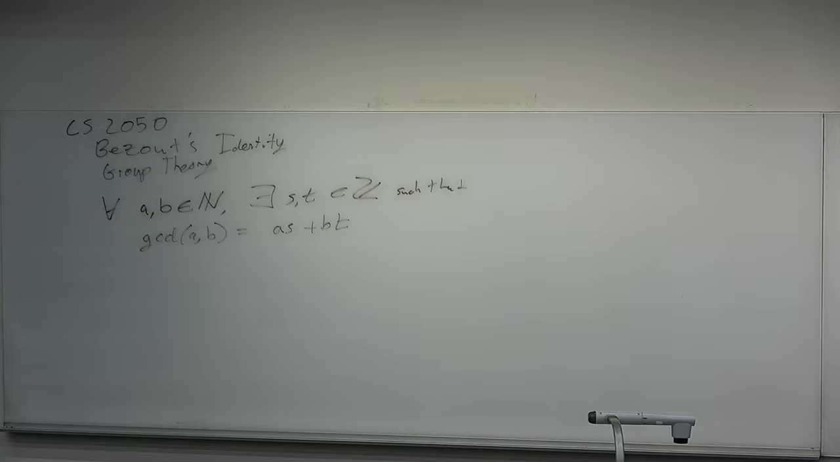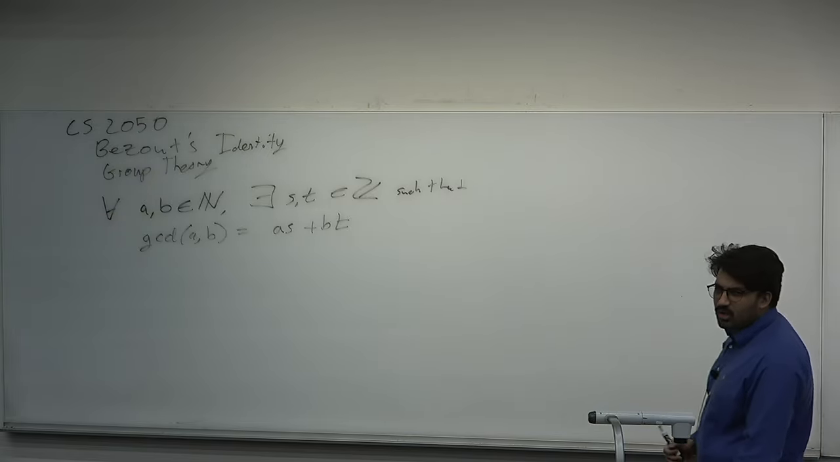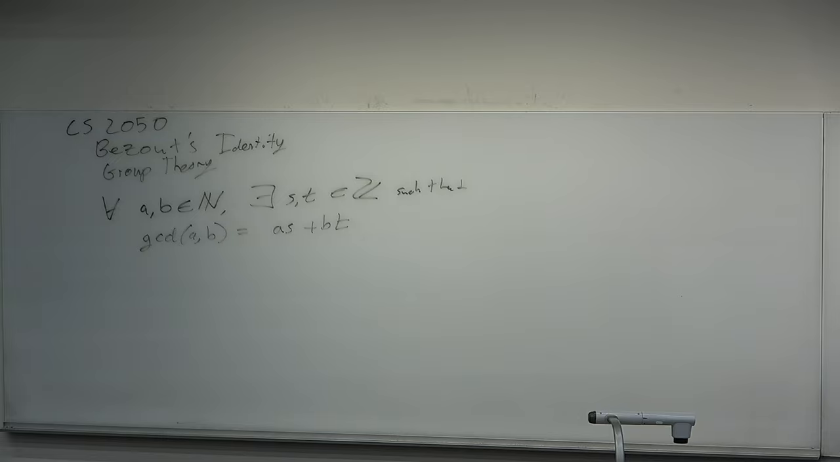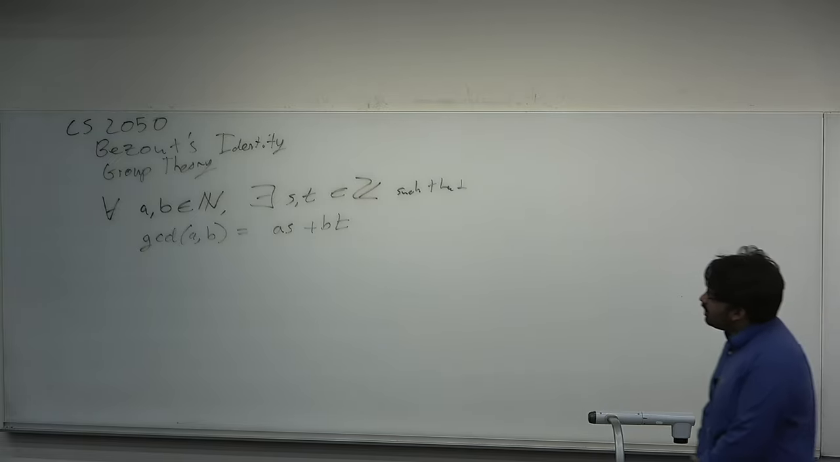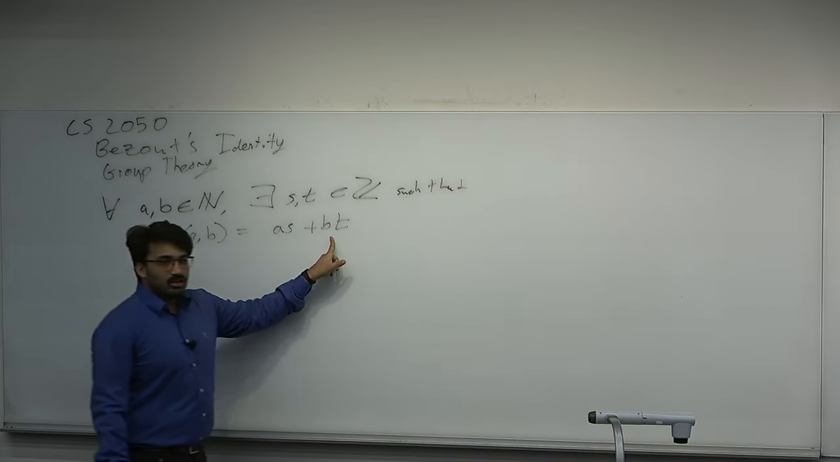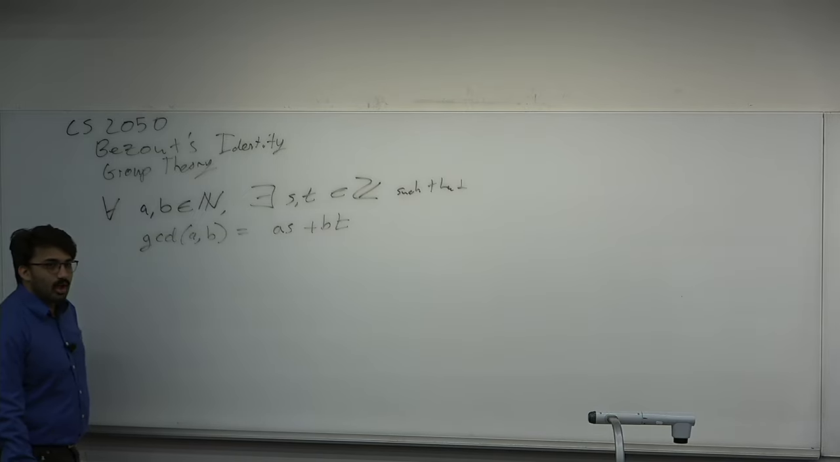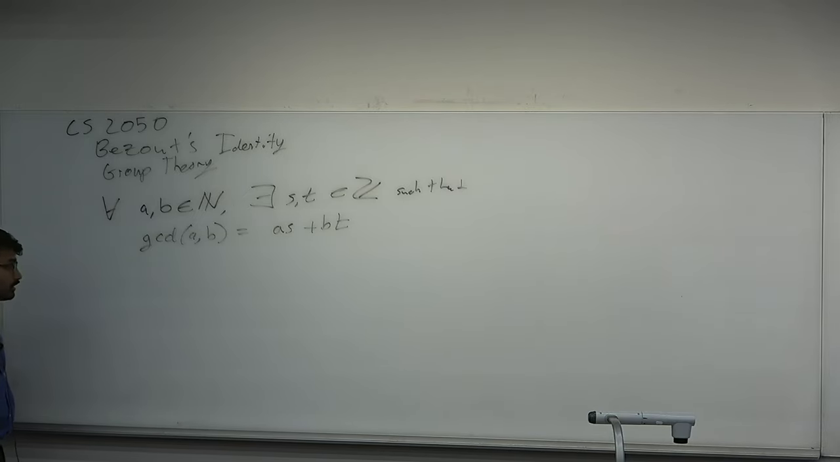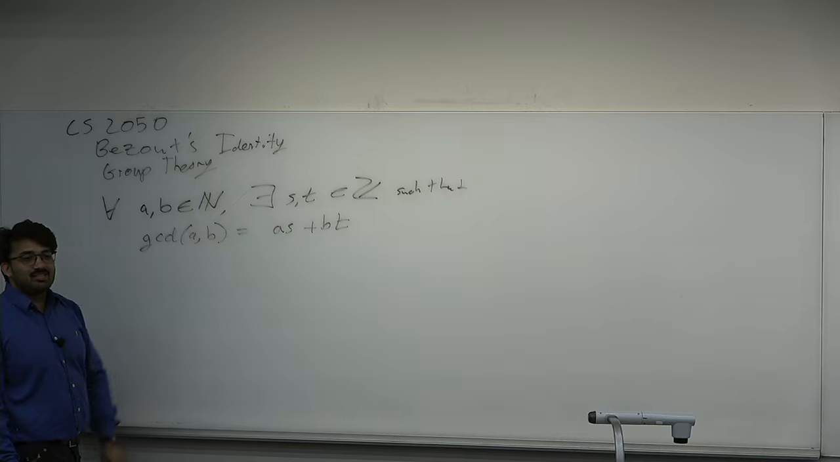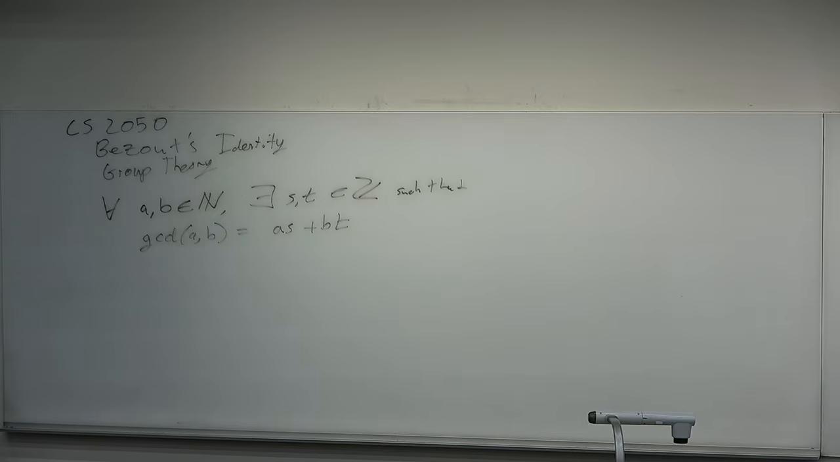First off, we call this a linear combination. Have you seen the term linear combination in another class? Perhaps linear algebra? That's what this is related to. You have a and b. You take some constants, s and t, you multiply them by a and b, you add them together, and you get a linear combination. And we claim that for any numbers a and b, there's a linear combination of a and b equal to the GCD. So let's do some examples, and then we'll talk about some more properties.